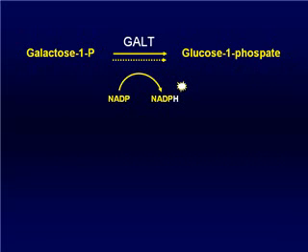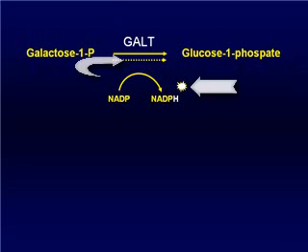This is how galactose is broken down. It is first changed to galactose 1-phosphate in preparation for the action by the GALT enzyme that breaks down galactose by converting it to glucose 1-phosphate, an important body fuel. Other enzymes, indicated by the dashed arrow, assist in this reaction.